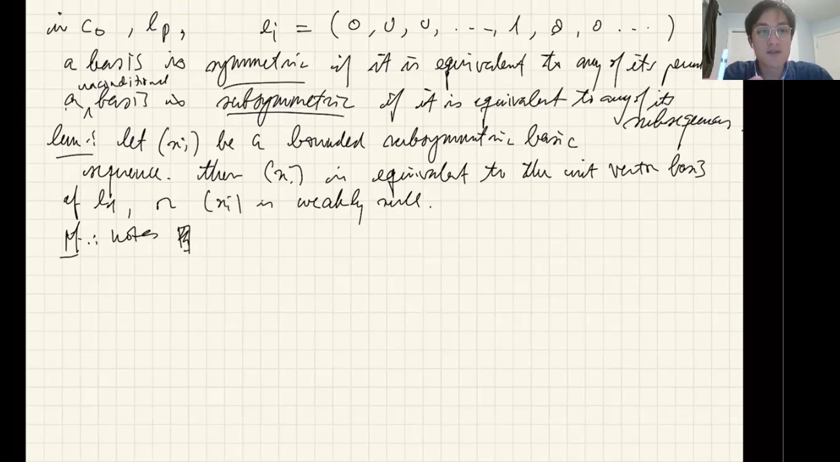A bounded subsymmetric basic sequence is either, not just L1, the unit vector basis of L1, like these guys up here, or else it's weakly null, which means it converges to 0 on the functionals. Okay, we're going to use this fact later, and that's as far as the definitions go. We're now able to construct Tsirelson space at long last.